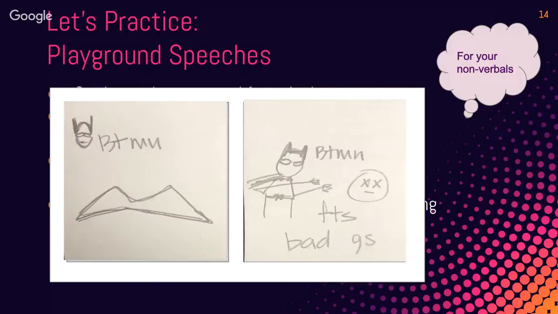So this one chose Batman. And the other picture says Batman fights bad guys. So we have a little bit of that phonetic spelling where we're missing some letters, but we're able to tell what the picture is saying or is showing.